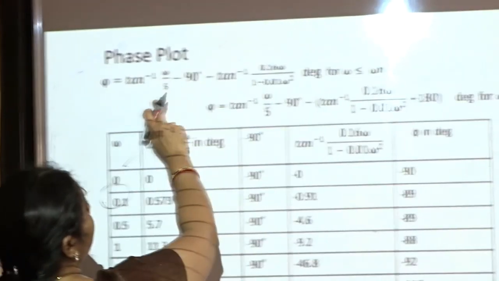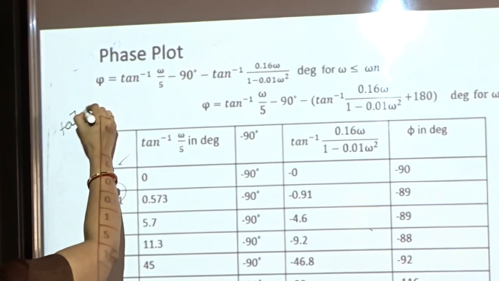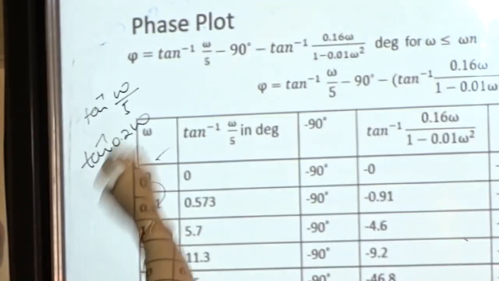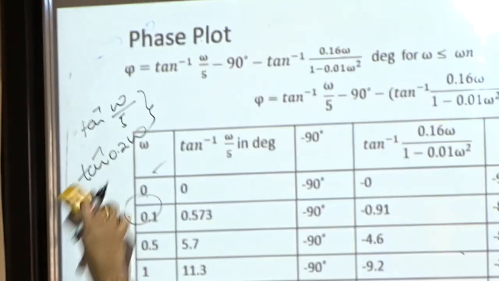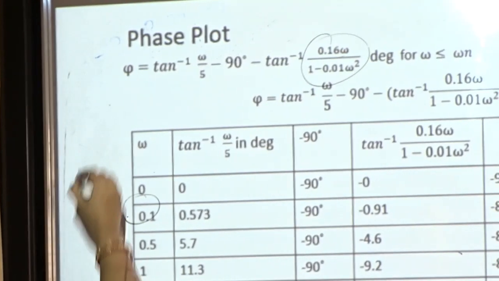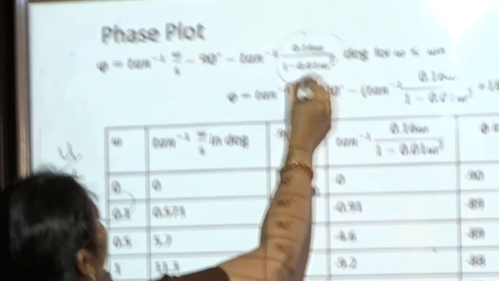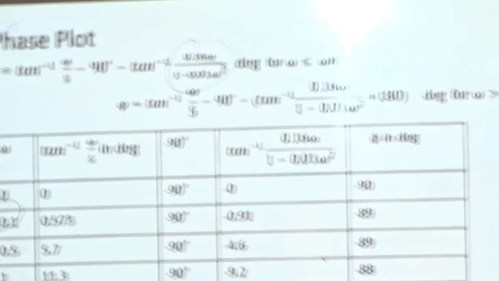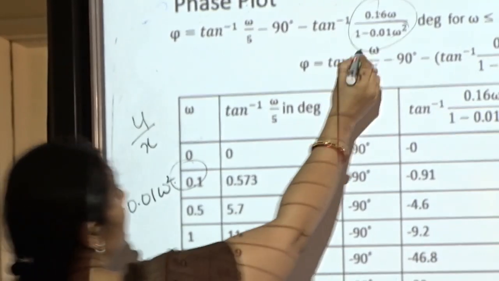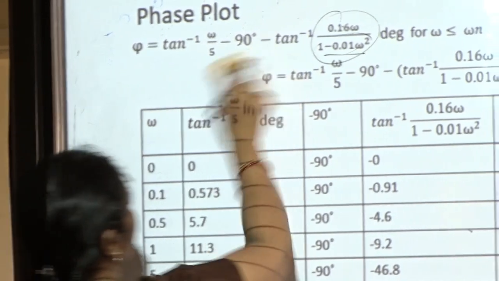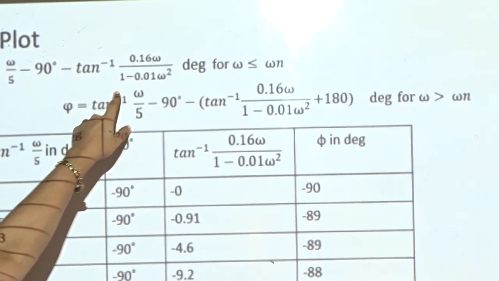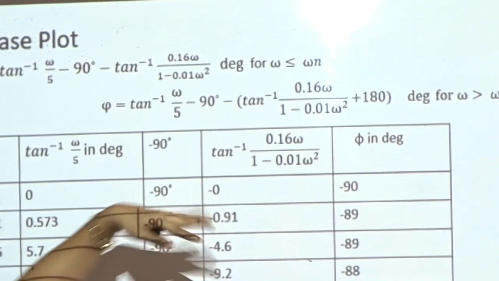All along we were writing equations like tan inverse omega by 5, or it can be written as tan inverse 0.2 omega. Both of them are valid. But when we have a second order equation, tan is y by x, where x is the total real part and y is the imaginary part. The total real part was 1 minus 0.01 omega square, which is written in the numerator here. This equation is valid for omega less than omega n, the corner frequency.